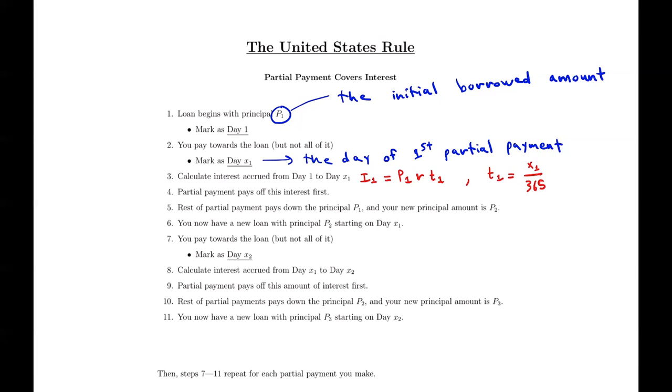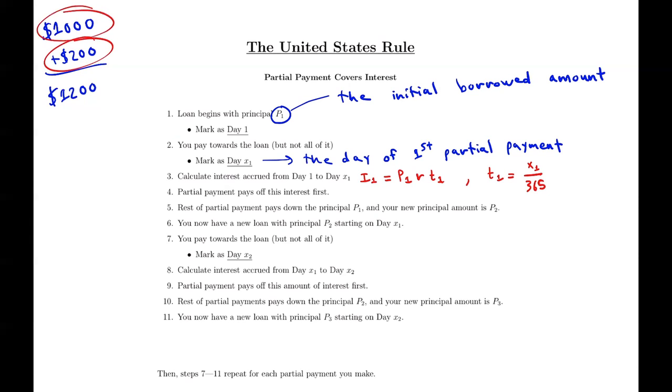And so let's say this. Let's say you start with a $1,000 loan, and after 50 days or however long, you've accrued $200 of interest. And so you have $1,200 that you have to pay back. You make a partial payment of $600. Well, 200 of that $600 goes into the interest, and then 400 of it goes into the principal.